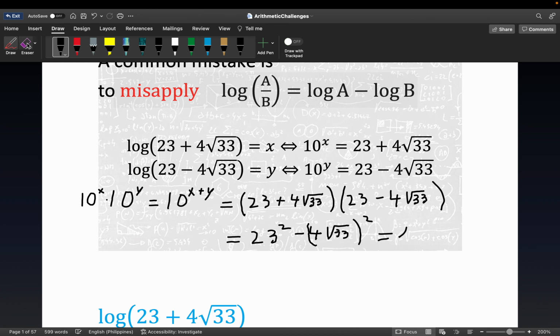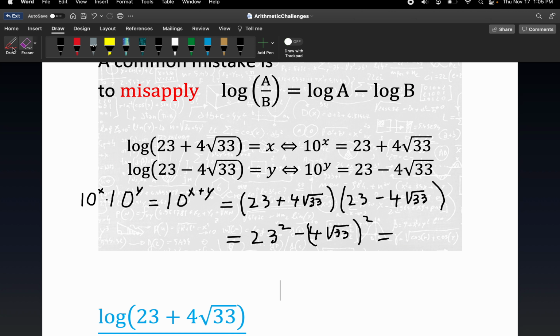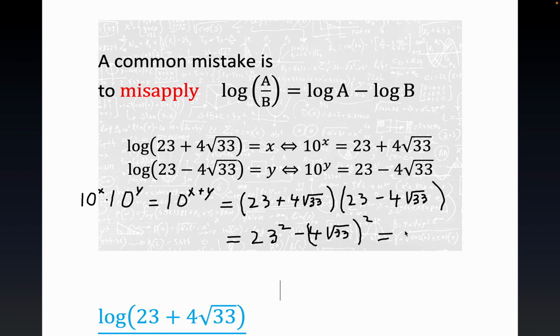Whoops. Let me get the eraser working here. Okay, so this is actually just 1. And again, this is 529, and this is 528. This would be 16 times 33, which is 528. Let me just write it underneath there if you don't believe me. That's 528. And this is 529.